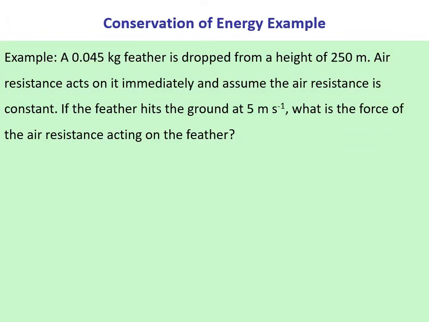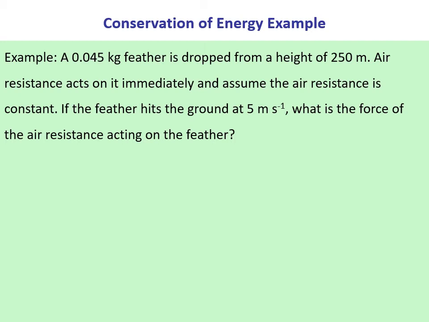Let's do a quick example. A 0.045 kilogram feather is dropped from a height of 250 meters. Air resistance acts on it immediately, and assume this air resistance is constant. If the feather hits the ground at 5 meters per second, what is the force of the air resistance acting on the feather?